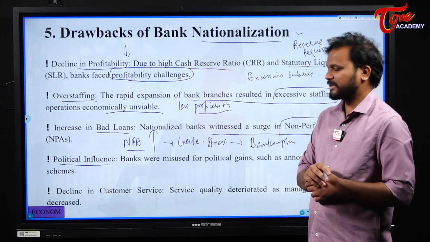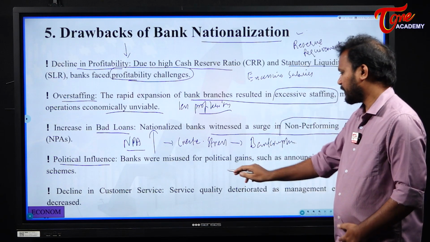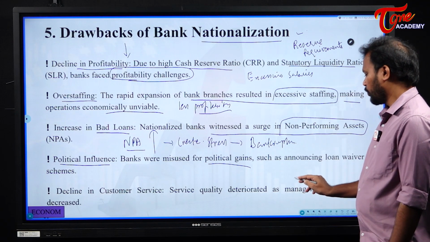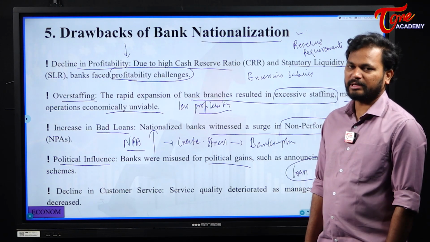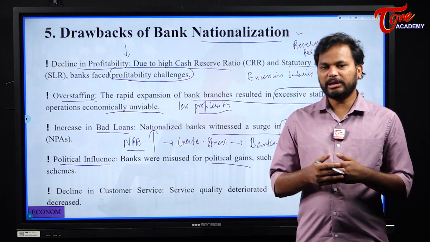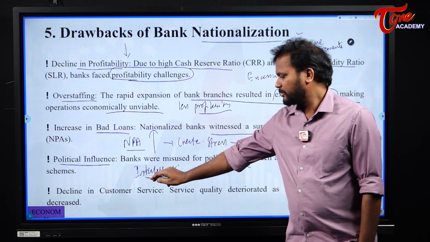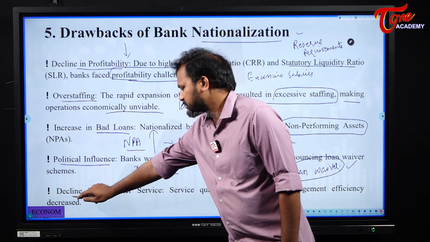This is very obvious. The banking system is misused for political gains. The best example is the loan waiver. The loan waiver schemes have led to decreased profitability and increased interference. Okay, next. Decline in customer service.